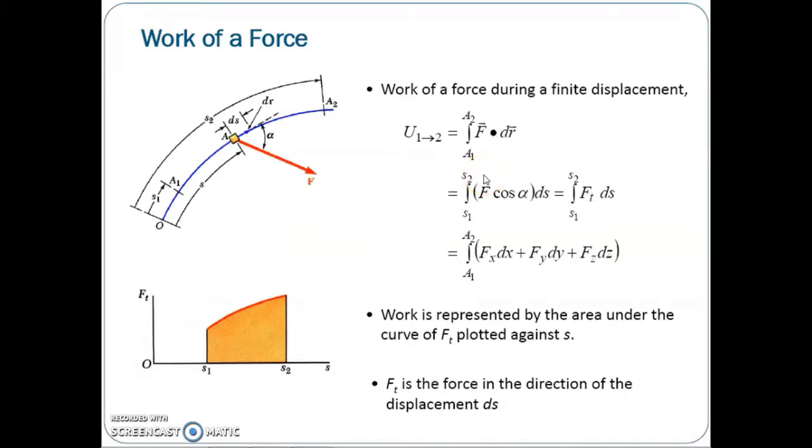The work of force F during a finite displacement of the particle from A1 to A2 can be obtained using the equation F dot dr by integrating it along the path described by the particle. In this case, it is A1 to A2. So it can be shown here. The work of a force from position 1 to 2 will be the integration of F dot dr from A1 to A2.